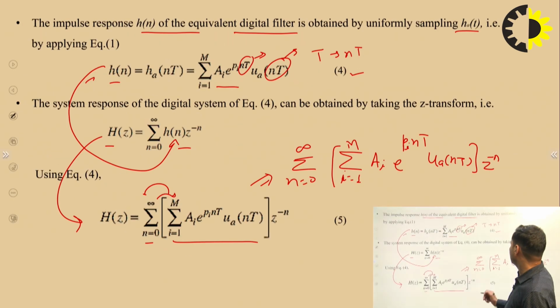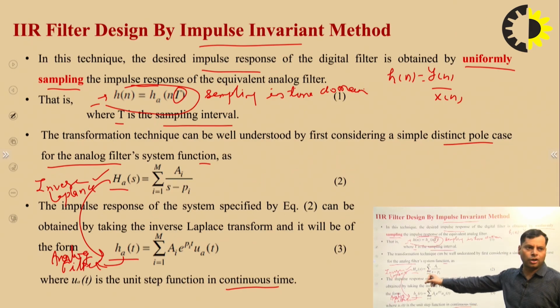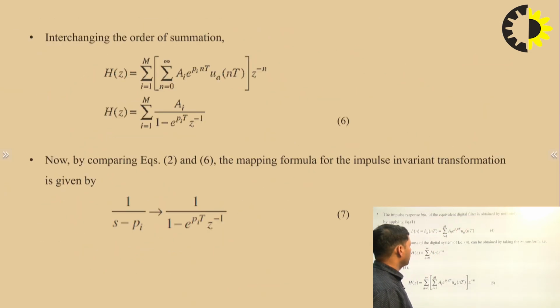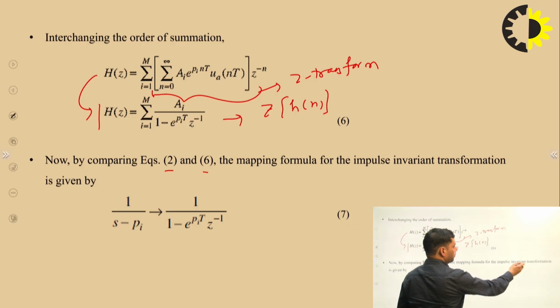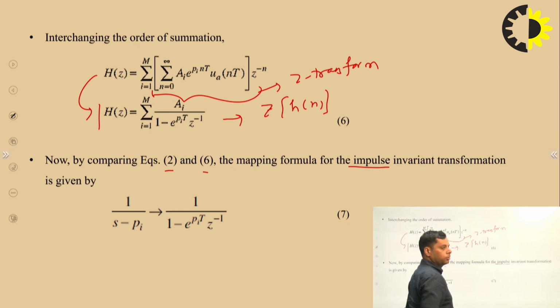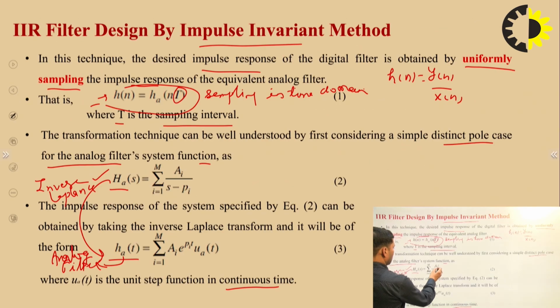Now we will compare this with equation 6, which is noted here as equation number 6. You can see here, compare it with the original transfer function for the analog filter, which is in the S domain, that is A i upon s minus p i. Now these two equations are going to be compared here. For the comparison of equations 2 and 6, the mapping formula for the impulse invariant transformation is that 1 upon s minus p i is equal to 1 upon 1 minus e raised to the power p i t z inverse, which you can see here, this part.